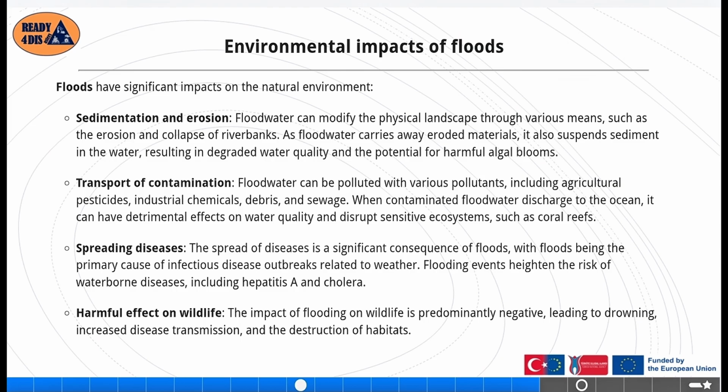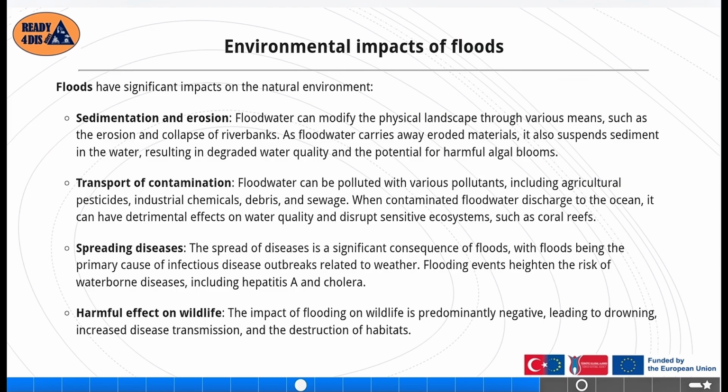Transport of contamination. Floodwater often carries pollutants like pesticides, industrial chemicals, and sewage. When it flows into oceans, it harms water quality and disrupts sensitive ecosystems, such as coral reefs. Spreading diseases. Floods can trigger outbreaks of waterborne diseases like hepatitis A and cholera. They're a major cause of infection after heavy rainfall events.